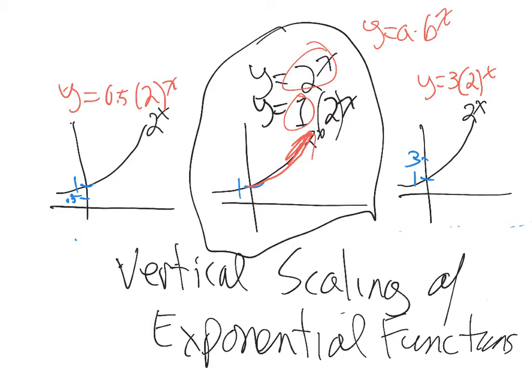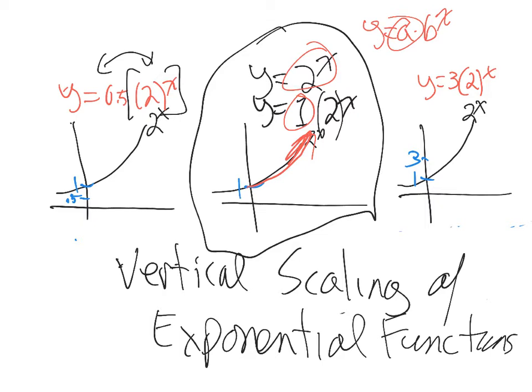So what happens now if I change that a value to 0.5? Well, I'm multiplying all of those y values. The way to think of this, folks, is as 2 to the x being scaled by 0.5. So it's 0.5 times 2 to the x, or 2 to the x times 0.5, because remember that multiplication is commutative. The order of multiplication doesn't matter. So I see that as 2 to the x being scaled by 0.5.